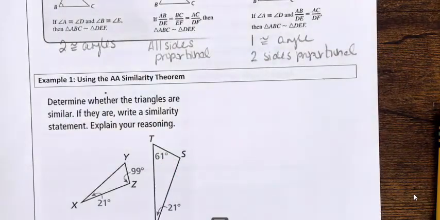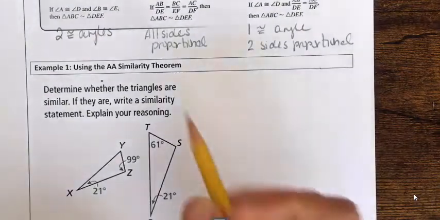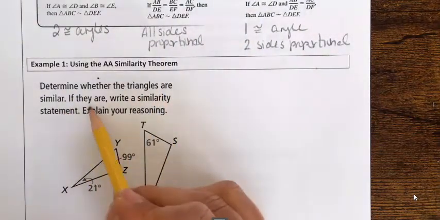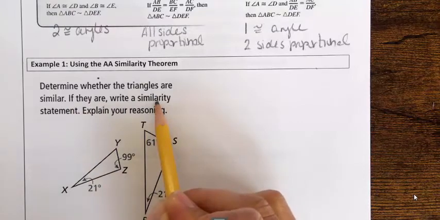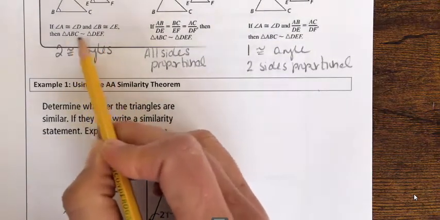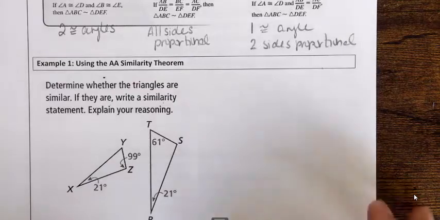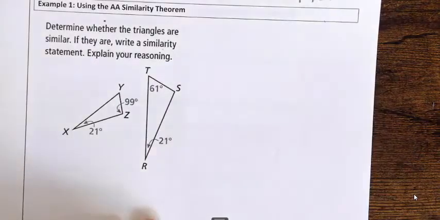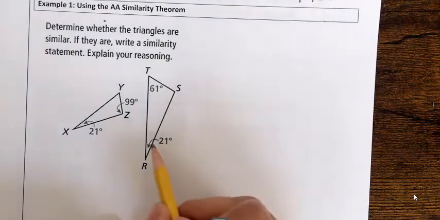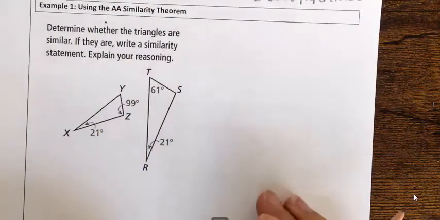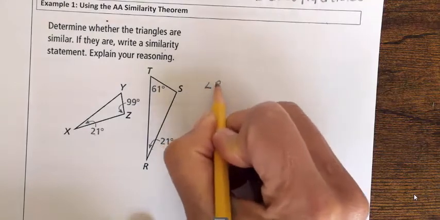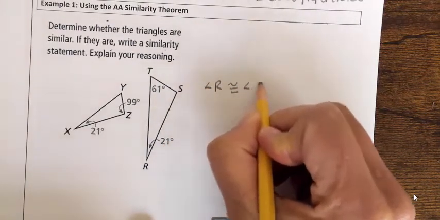All right, so for the first one, use the AA similarity theorem. So 2 angles need to be congruent. Determine whether the triangles are similar. If they are, write a similarity statement. Right, similarity statement looks like that. And explain your reasoning. Okay, well, let's see what we got here. First of all, I don't see any, oh, I do. I see angle R is congruent to angle X.